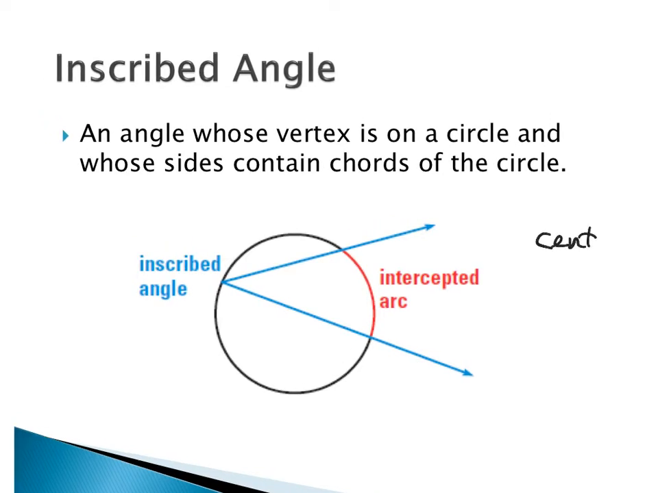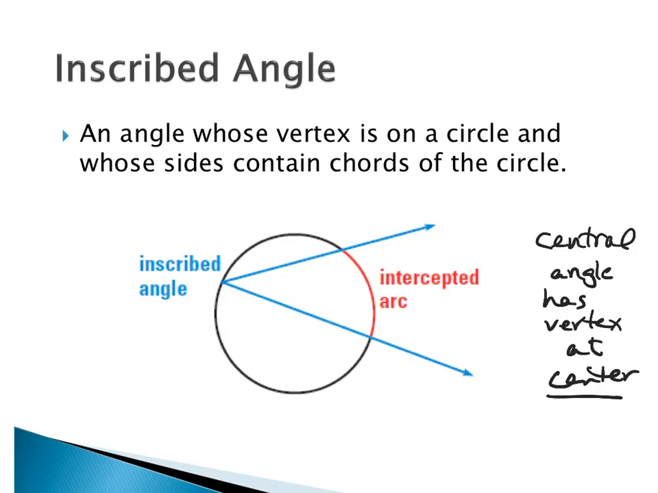And if you recall, a central angle has its vertex at the center. So the difference between a central angle and an inscribed angle is that the central angle has its vertex at the center, but the inscribed angle's vertex is sitting over on the side. And the sides of this inscribed angle contain chords. If I were to keep going and turn these into lines, then they would be secants. But just know the sides of the inscribed angle within the circle are chords.